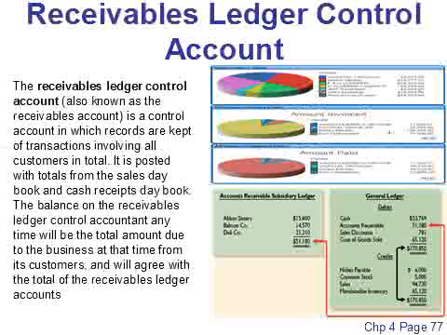Receivables ledger control account. The receivables ledger control account, also known as the receivables account, is a control account in which records are kept of transactions involving all customers in total. It is posted with totals from the sales day book and cash receipts day book. The balance on the receivables ledger control account at any time will be the total amount due to the business at that time from its customers, and will agree with the total of the receivables ledger accounts.